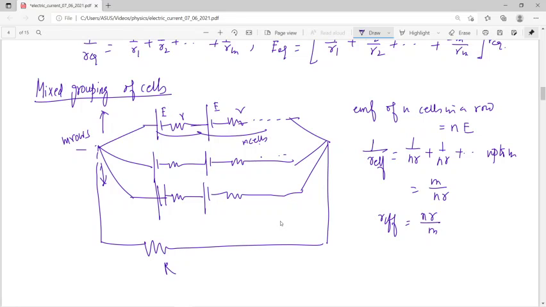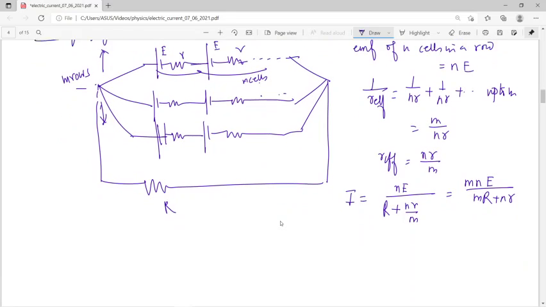And the equivalent circuit of the mixed grouping of cells is equivalent to a single cell of EMF nE and internal resistance nr by m, connected to an external resistance capital R. So if you want to find the current, the total EMF is nE and the total resistance is capital R plus nr by m. So you can find the current I equals mnE by (mR + nr).